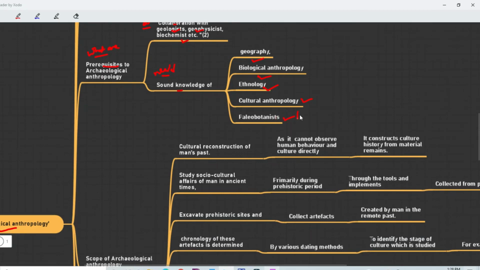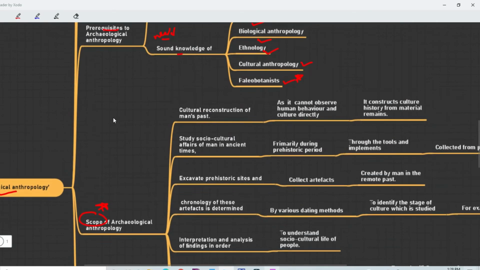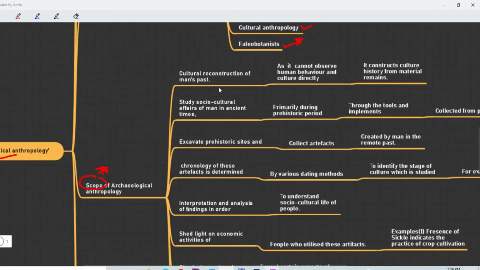Now, let's discuss the scope of archaeological anthropology. The scope includes studying man's past through cultural reconstruction. How does it do that? As it cannot observe human behavior and culture directly, it constructs the cultural history from the material remains it has collected and excavated. It also studies the socio-cultural affairs of man in ancient times, especially during the prehistoric period.